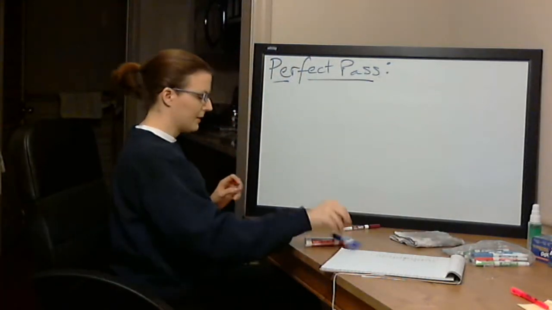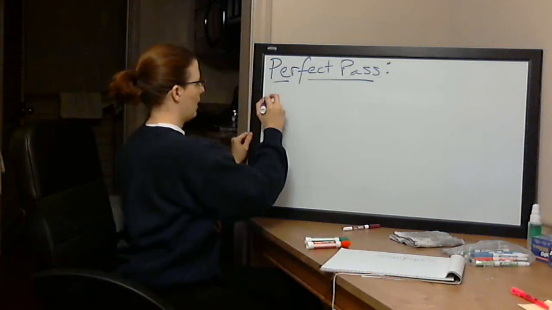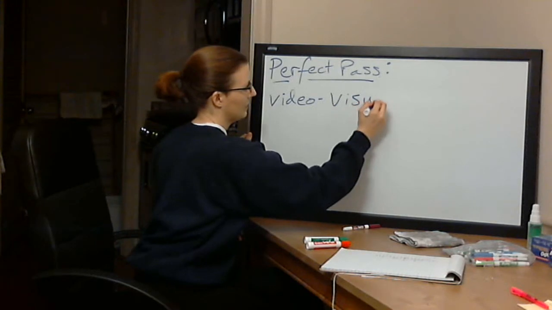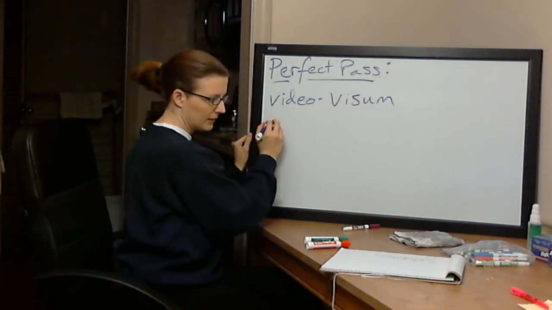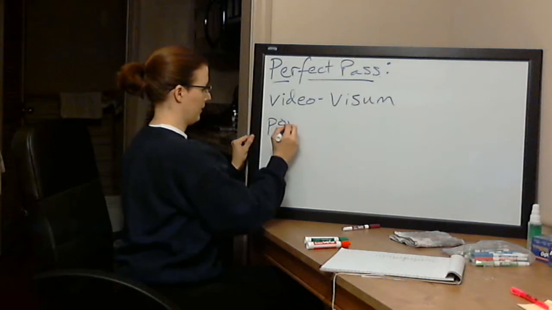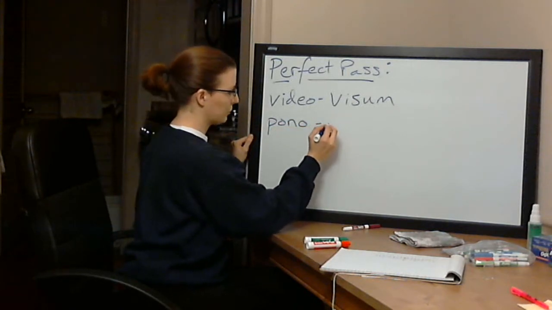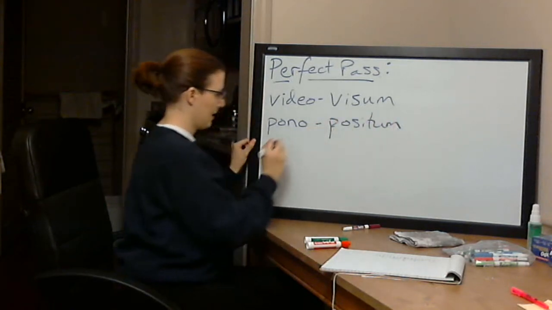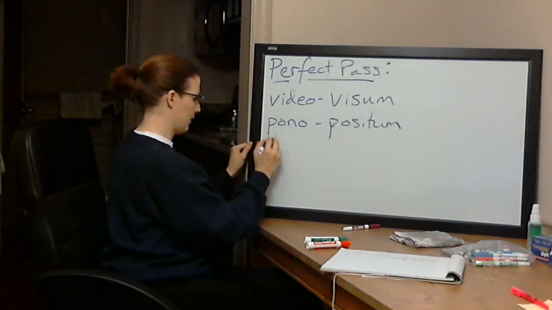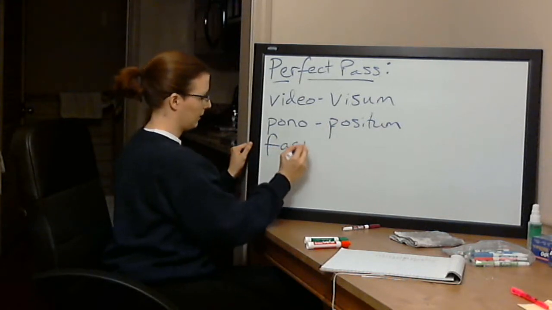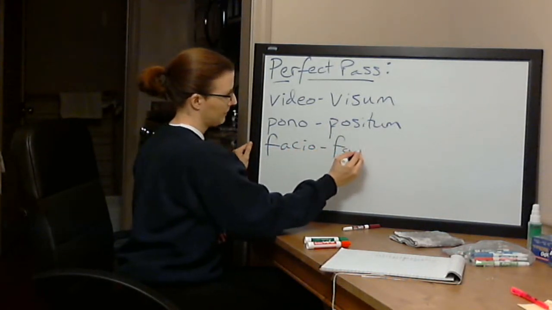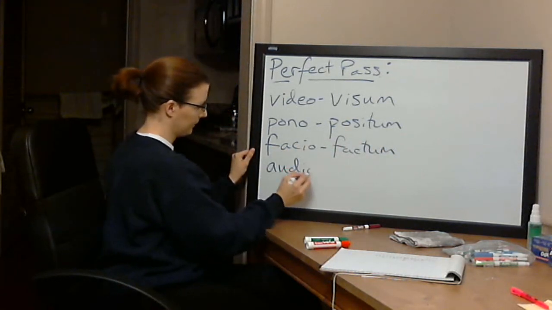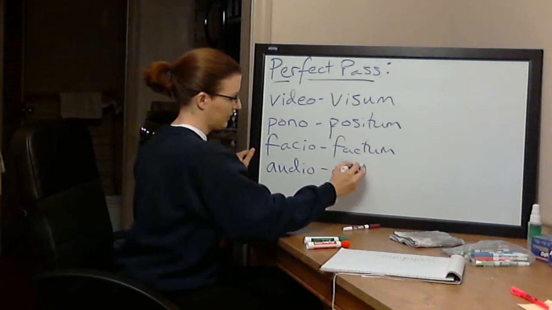So if we have video, its PPP is visum. And let's then look at pono. Its fourth principal part, its PPP, is positum. And when we look at something like facio, its fourth principal part is factum. And then for audio, its fourth principal part is auditum.